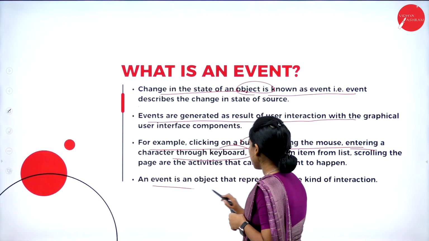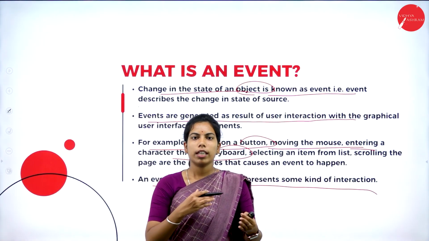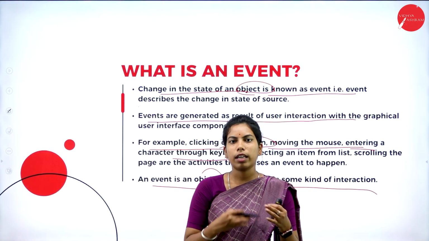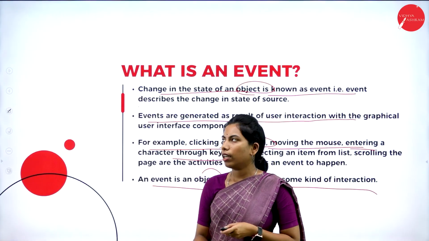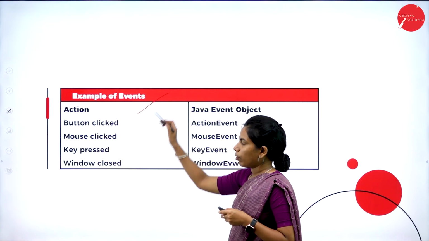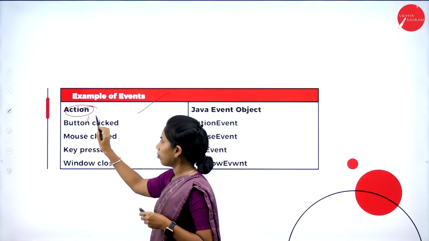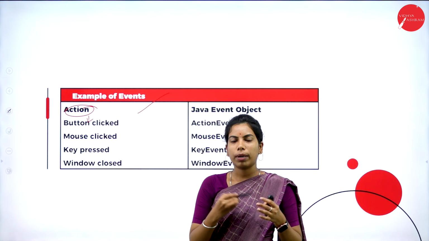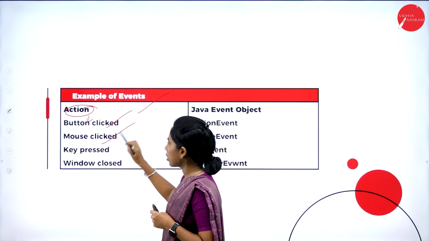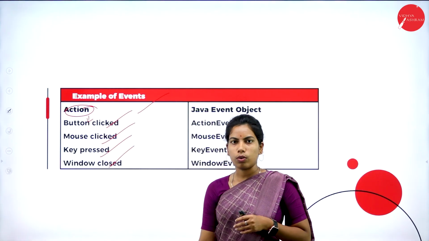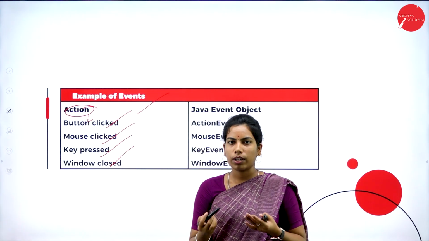An event is an object that represents some kind of interaction with the human, and also a system reaction or interaction with the system. That is what an event is. Here you can see some examples. What exactly is the action? Action is nothing but what is performed, by clicking or by moving the mouse, like that. So button clicked, mouse click, key pressed, and window closed. When you close the window, this is also one of the operations of an event, right?